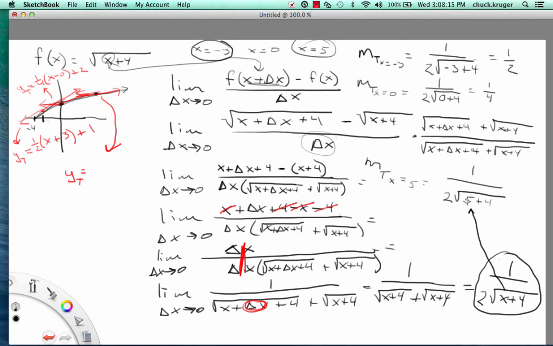Well, 5 plus 4 is 9. The square root of 9 is 3. 2 times 3 is 1/6. So I'm going to have 1/6 x minus 5 plus, and if I put 5 in here, I get 9. The square root of 9 is 3. Remember, f of x gives me my y values. So this is the classic limiting process to get the general form of a derivative.